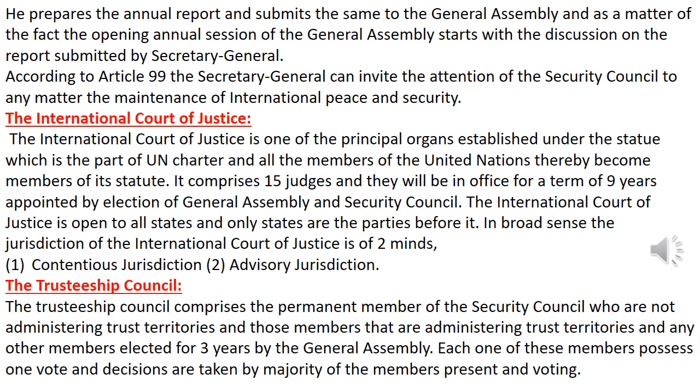Next comes the sixth one, which is the Trusteeship Council. It comprises the permanent members. What are the permanent members? China, France, Russia, Great Britain and USA. These permanent members who are not administering trust territories, and also those members that are administering trust territories, and other members that are elected for 3 years by the General Assembly.